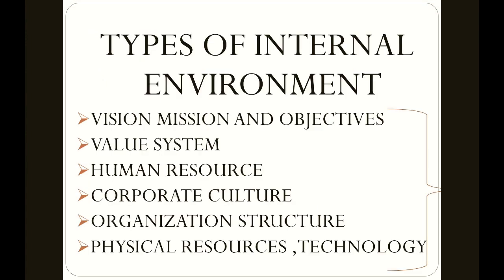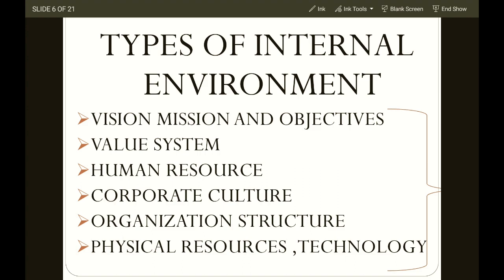Okay. Now, types of internal environment. What are the types of internal environment? Vision, which is the ultimate goal where the organization wants to reach in the future. Mission is under vision, that's the short term objective. Objectives are on a short term and long term basis. Okay. Value system, what is the value system of that company?